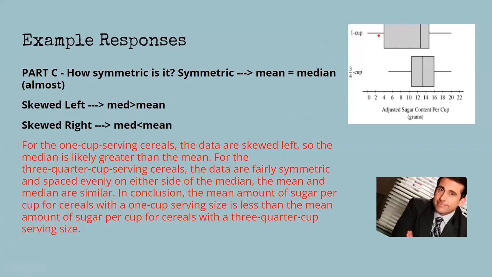So we can say that the mean sugar in the 1 cup is smaller. So the mean sugar per cup for cereals with a 1 cup serving is less than the mean for the cereals with a 3/4 cup serving size. So how do we know? Well, like I said, the mean and median are pretty equal here. So that means the mean for this one is about 13. But for this one, since it's skewed left, the mean has to be less than this. So the mean's somewhere over here. So that's how we know it's less.